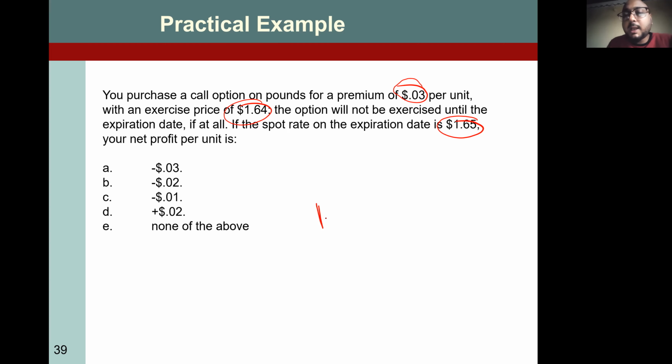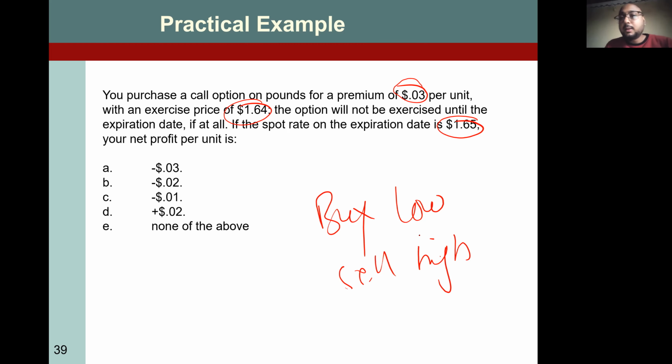What is the profit formula? Buy, sell. What is the selling price? The spot price at the expiration is 1.65. And remember, they said that it will not be exercised until the expiration date. So you exercise it at the expiration date. When you exercise it, would you get any profit? Let's see. We have the options here.